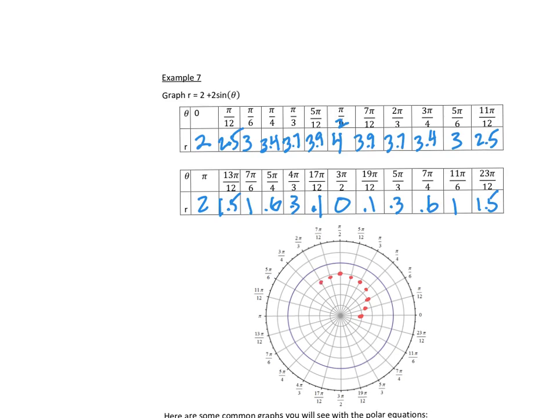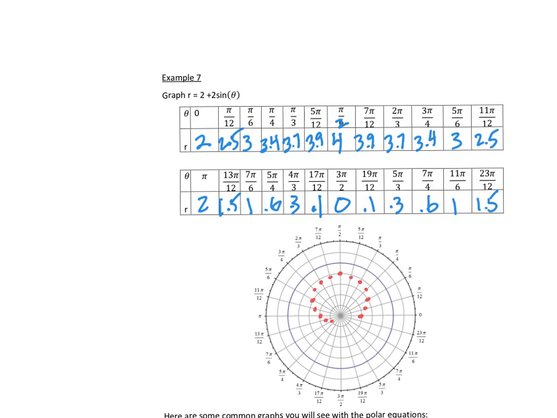At 3 pi fourths, we're at 3.4 rings. At 5 pi 6, we're at 3 rings. At 11 pi 12ths, we're at 2.5 rings. And at pi, we are at 2 rings. Then at 13 pi 12ths, we're at 1.5 rings. At 7 pi 6, we're at 1 ring.